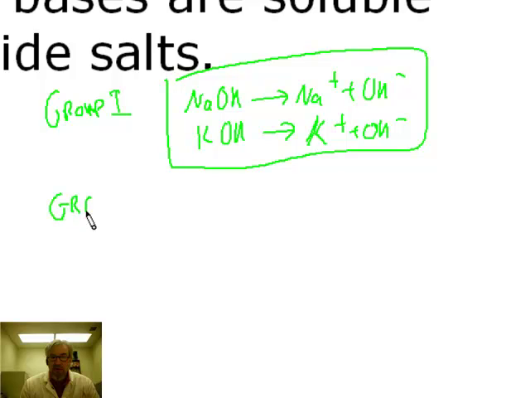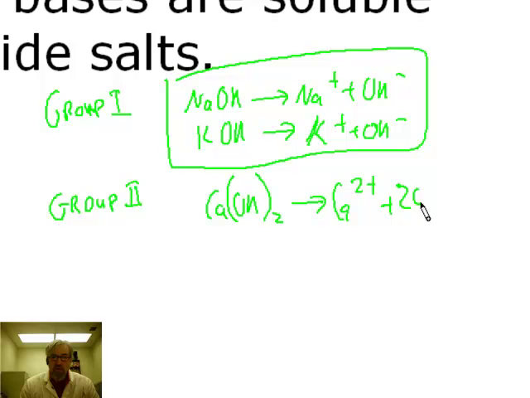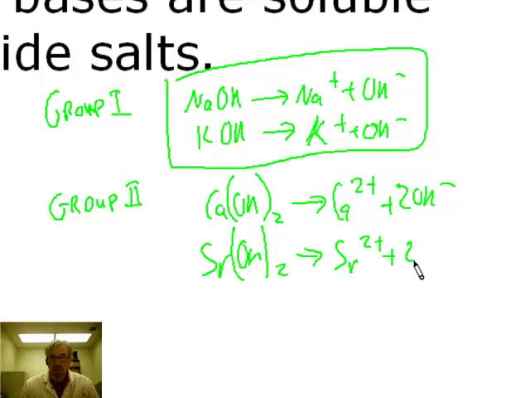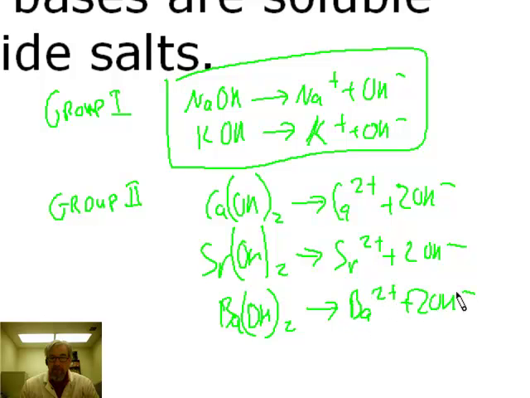But from group 2, you also have 3 soluble hydroxides, and they are calcium hydroxide, which will split up to give you a calcium 2+ and 2 hydroxide ions. Strontium hydroxide is also soluble, and that will give you a strontium 2+ and 2 hydroxides. And barium hydroxide is soluble, so that will completely split up to give you barium 2+ and 2 OH minus.